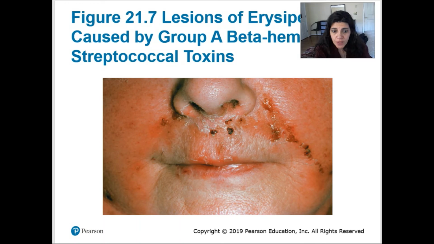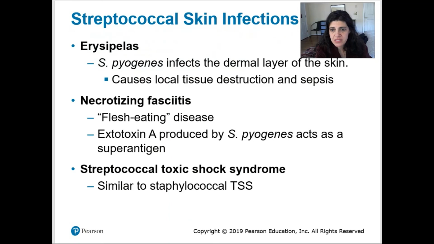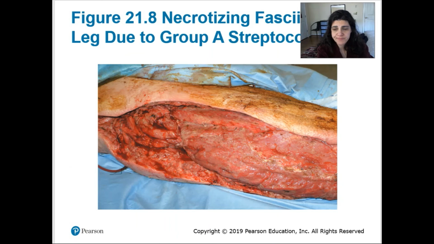Okay. And then you have another disease that is called the flesh-eating disease, which is necrotizing fasciitis. That disease happens because the bacteria is able to produce exotoxin A, and that's a superantigen. What do superantigens do? They reinforce the immune response. They're able to make an immune response exacerbated, right? And how exacerbated? Are you sure you want to see it? Look at that. That's a leg of a person with necrotizing fasciitis.